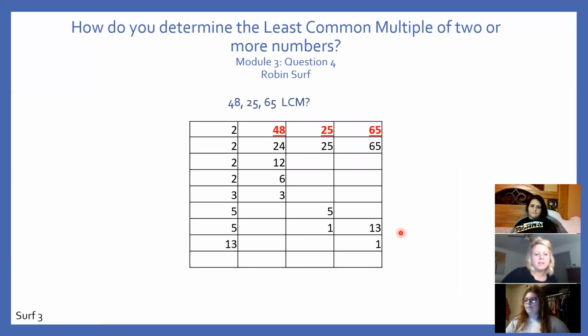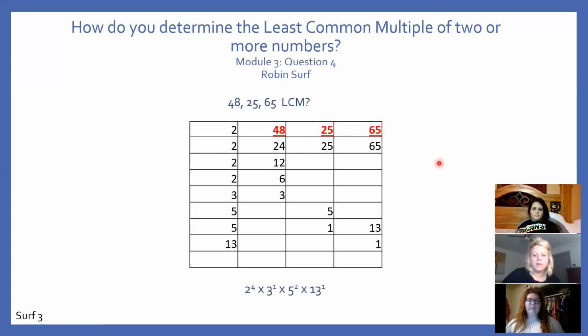So when I do that, I wanna bring the number 24 below 48, and the numbers 25 and 65 are not divisible by 2. So I simply bring them down. Now 24 is divisible by 2 again, so I placed a 2 next to the 24 to bring 12, 25, and 65 down again.